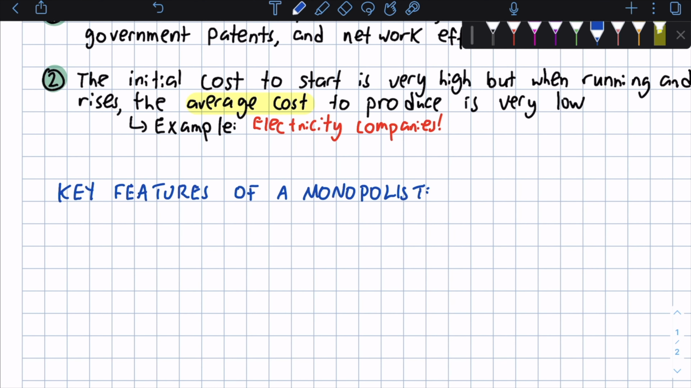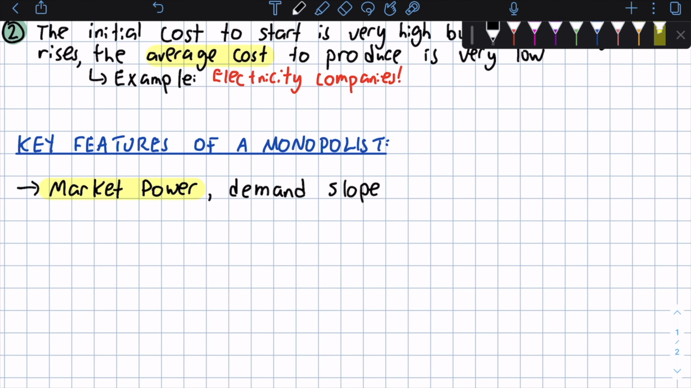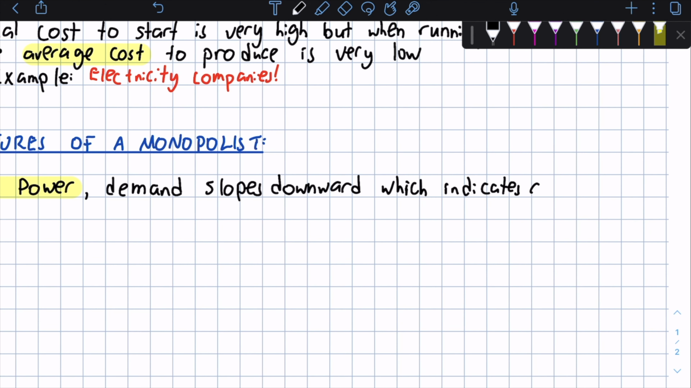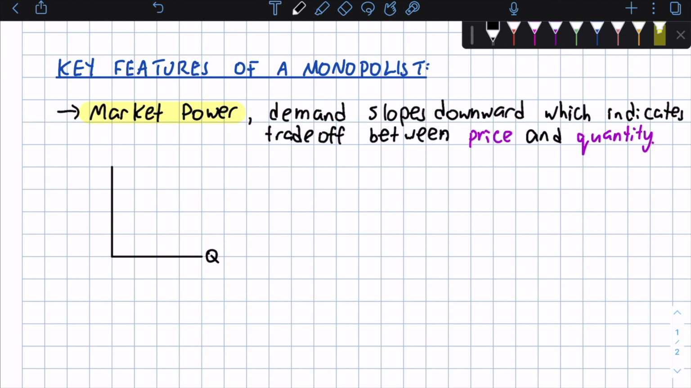So we'll look at some key features now of a monopolist. So one of the most important key features of a monopolist is that it has market power. And by this, I mean that the demand slopes downward, which indicates that there's a negative trade-off, like we've seen before, between the price and quantity. And this isn't true for perfectly competitive firms.